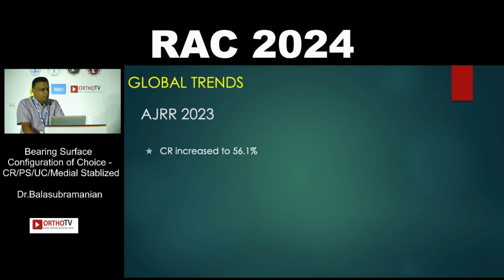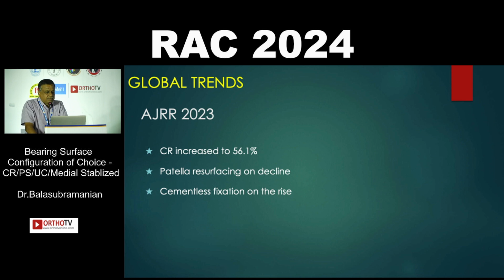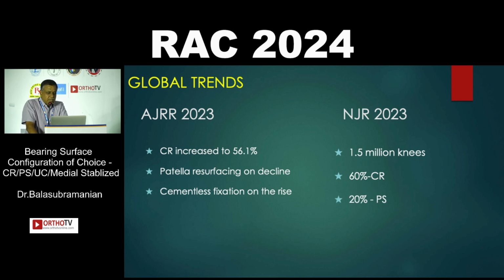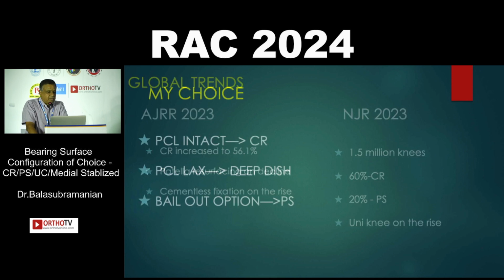So what is the global trend? In the American Joint Registry, there is an increase of CR up to 56%. Patellar resurfacing is on decline. Cementless fixation is on the rise. What does the England Registry say? There also the CR knees are on the rise. PS only 20%, and uni knee on the rise in the England Registry.